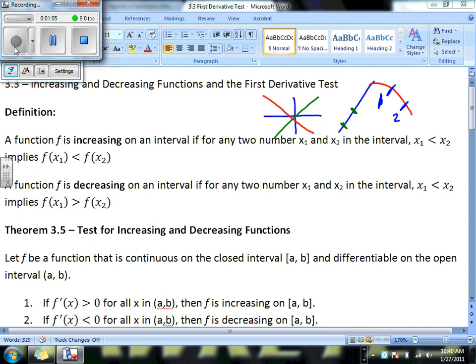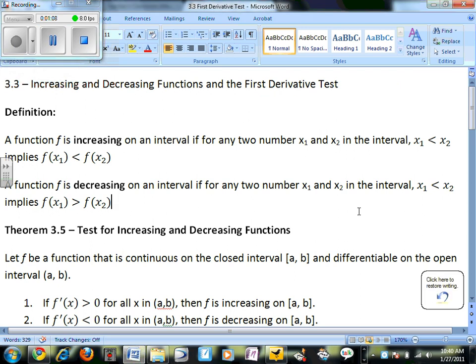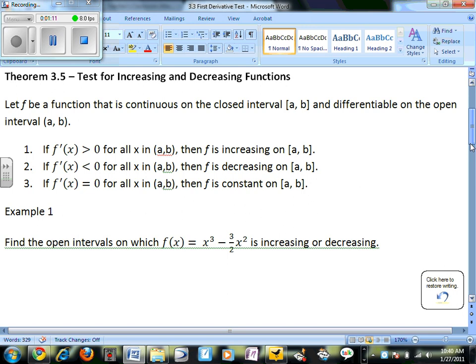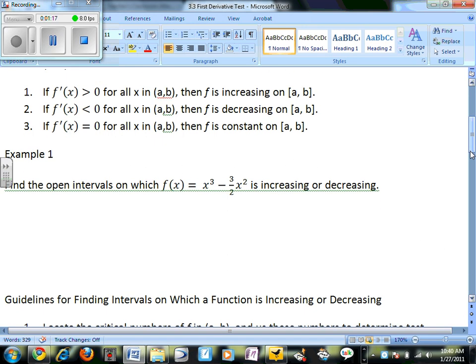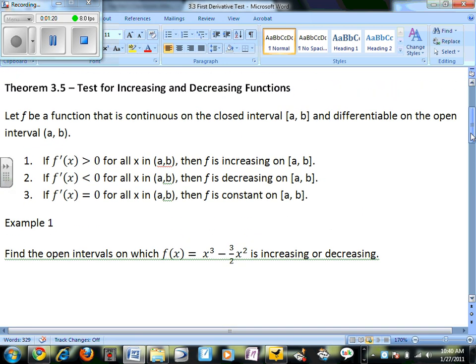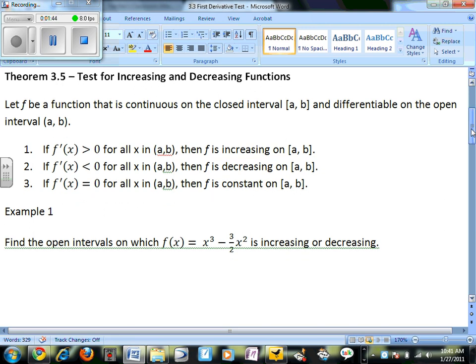All right. So what we do to test for increasing and decreasing functions, if it's continuous, is this theorem: if our slope is bigger than 0, so if our slope is positive, it's increasing. If our slope is negative, it's decreasing. And if our slope is 0, then we actually have a critical point. What I said in our last video is that a critical point is a point where our slope changes either from positive to negative or from negative to positive. All right. So here we go.